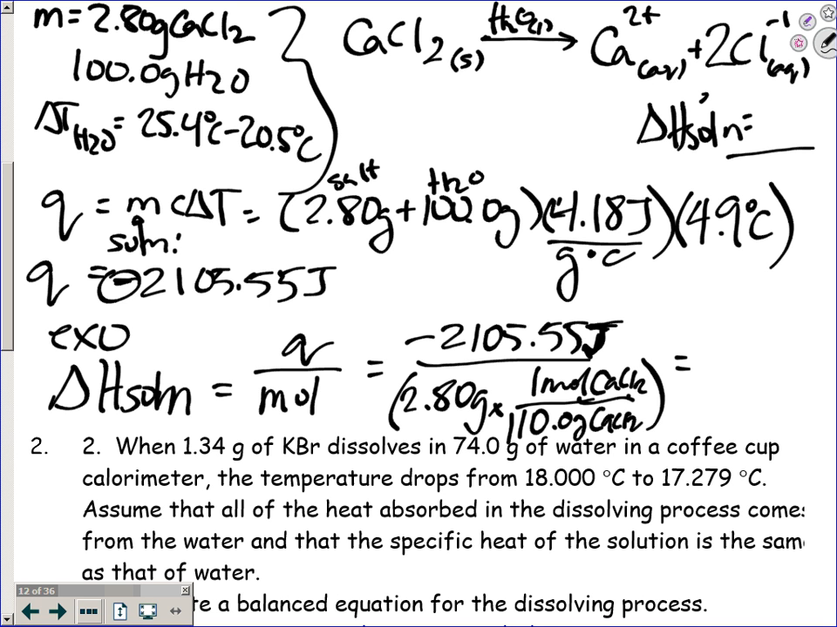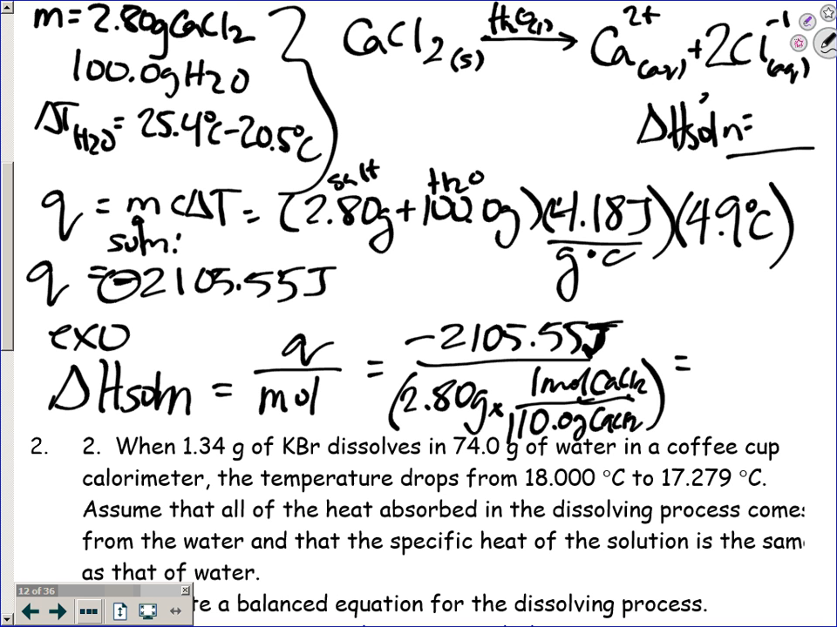Anybody? William? Well, what I've done mathematically is I figured out how much heat was released for this amount of solid. So that's the heat released for that amount of solid. So what I'm doing here is making a new ratio by dividing by the moles so that I can then say this is the amount of heat released per 1 mole. I'm making another proportion basically. I'm solving for delta H, which is quantified per 1 mole.